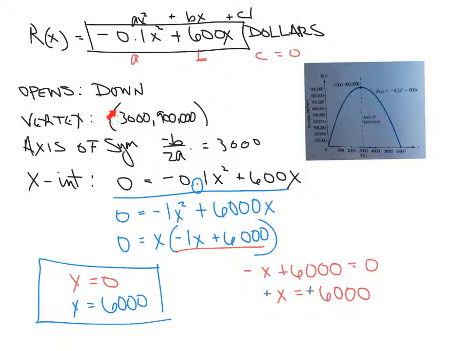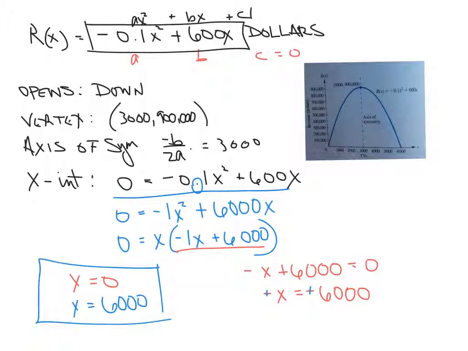So here's the graph of the equation. It opens down. Vertex is at 3,000, 900,000. The axis of symmetry is 3,000. My x-intercepts are at 0 here and 6,000 here. And I was able to draw a smooth curve. So I've got my graph there.